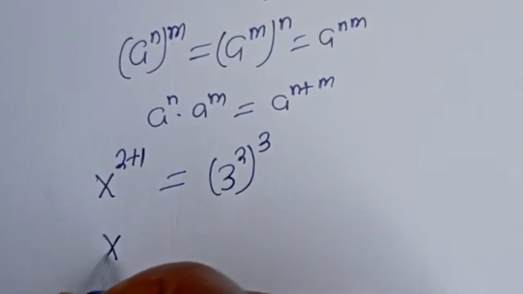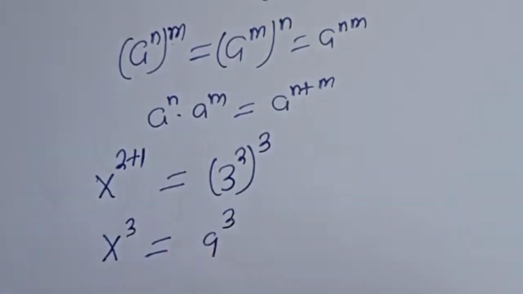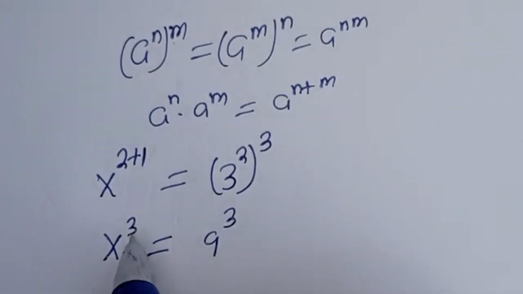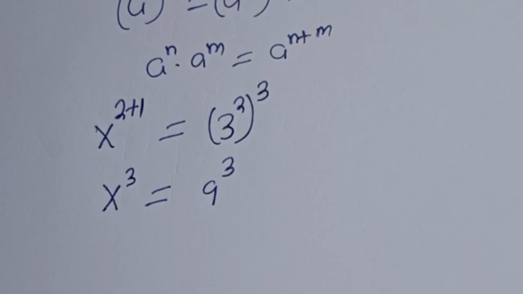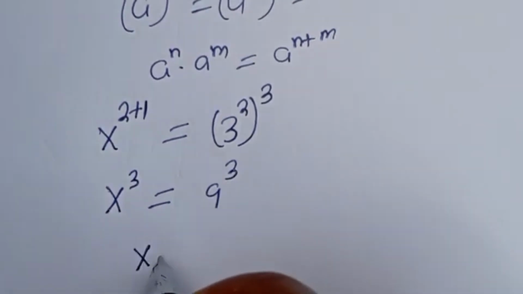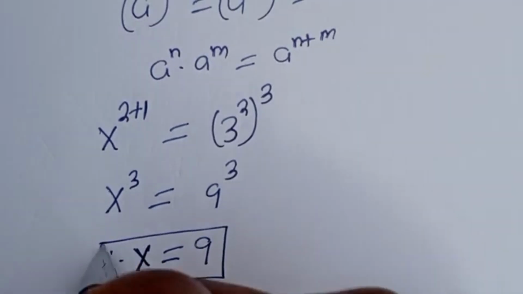This is s to the power of 3 is equal to 3 square, that is 9 to the power of 3. And from here, we have s is equal to 9, the exponent is equal to 3. Therefore, s is equal to 9, and this is the final answer.